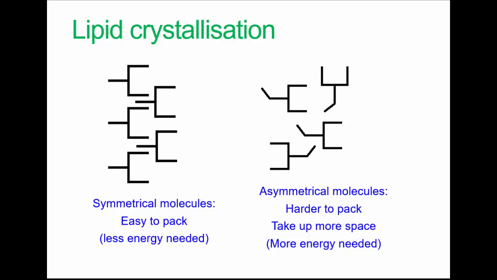So unsaturation again is another key factor. The saturated triglycerides on the left can pack more closely together than the unsaturated ones on the right. So the symmetrical saturated ones are easier to pack and need less energy, whereas the asymmetrical ones are harder to pack and take up more energy.